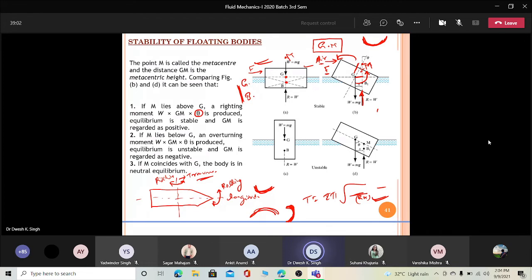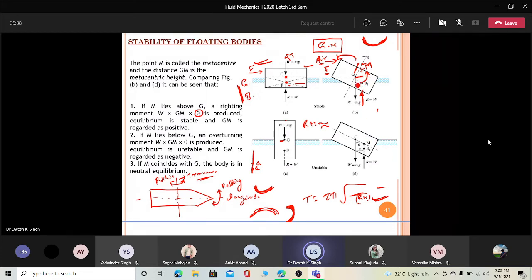If you put more weight on the ship, your gravity point will move. If you put more weight here, your gravity point will slowly go down like this. That gravity point will move in the vertical direction, which depends on the loading criteria, that is, what is the load on your ship. Accordingly, if G is displaced, obviously the distance GM, which is the metacentric height, may change.